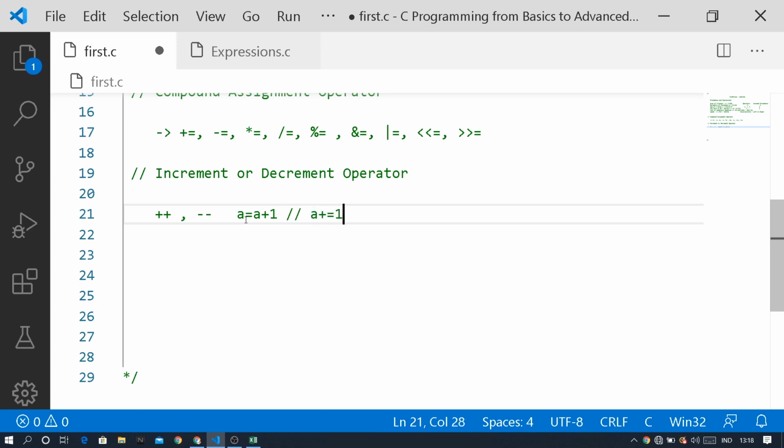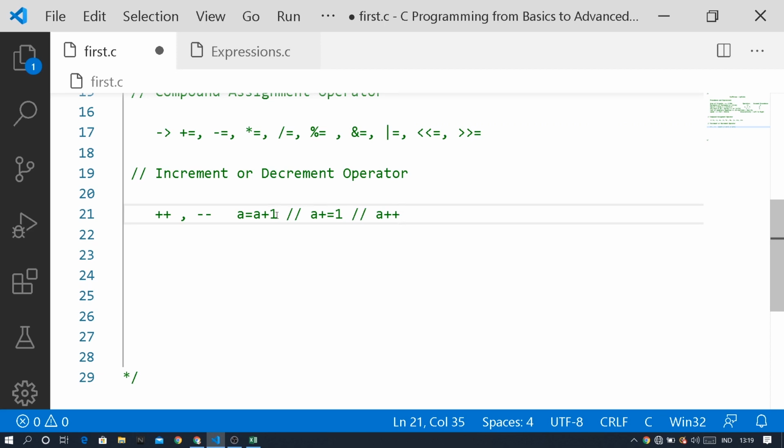When this is given, how can this be rewritten using a compound assignment? A plus equal to 1, because A occurs on both the left side and the right side, so take it on the left side, then plus equal to 1. Fine. So what I can do is rewrite it like A plus plus. This A plus plus is like a counter. Whenever you want to make any counting process, you can go with A plus plus.